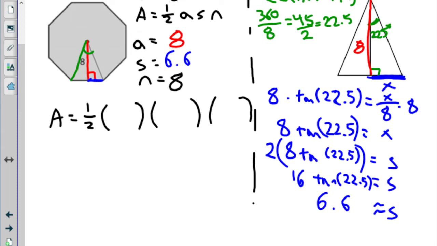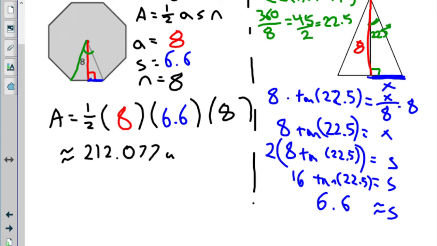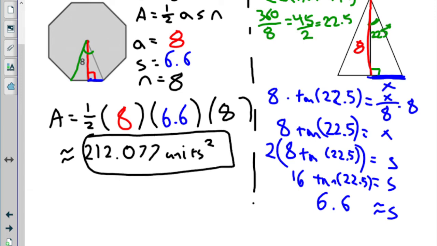So 1/2 our apothem, which is 8, times our side length, which is 6.6, times our number of sides, which is 8. So we're going to take, and I'm going to round this to 3 decimal places here, to give me 212.077. Units squared? Yes, it's an area, so it's going to be in units squared.